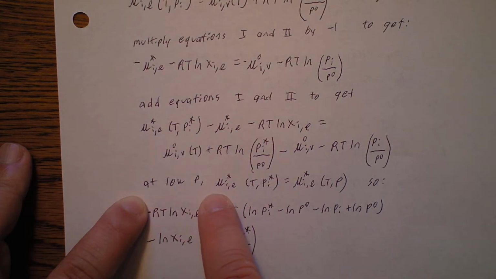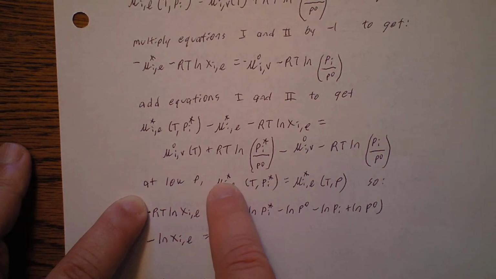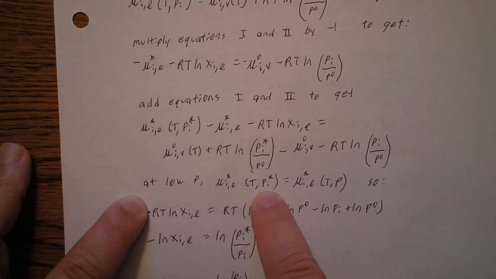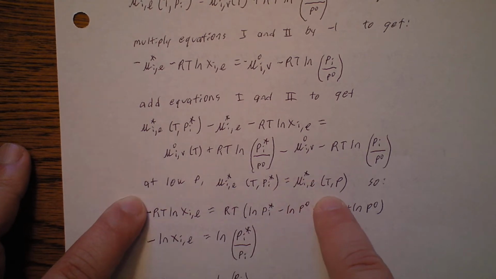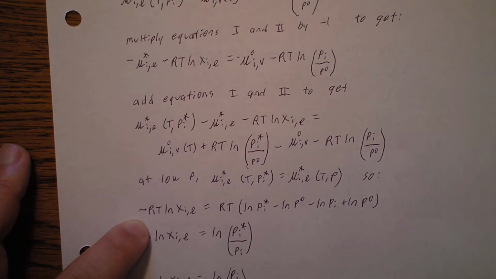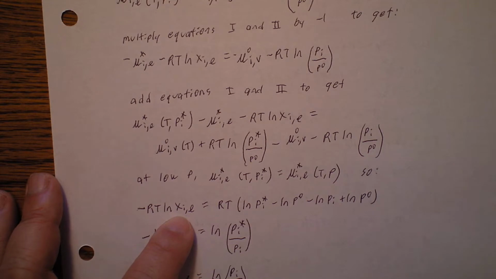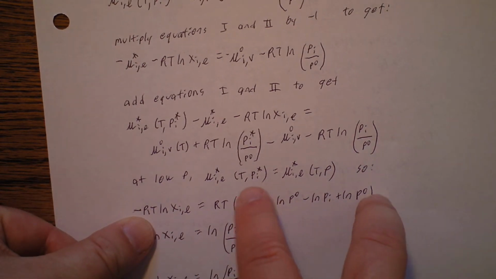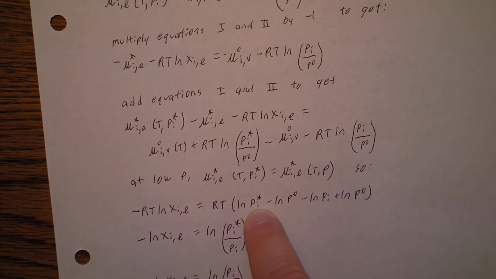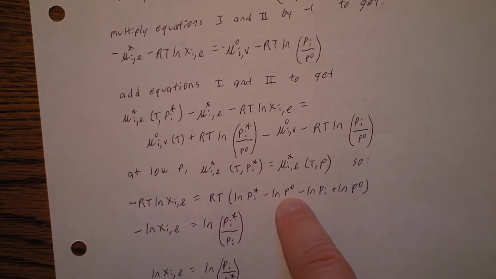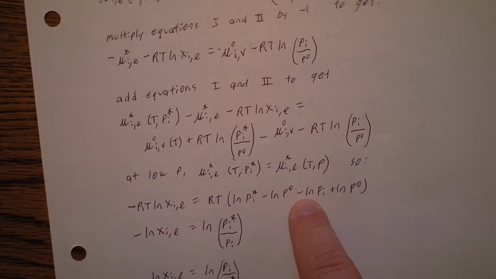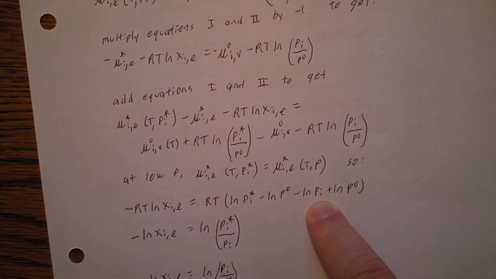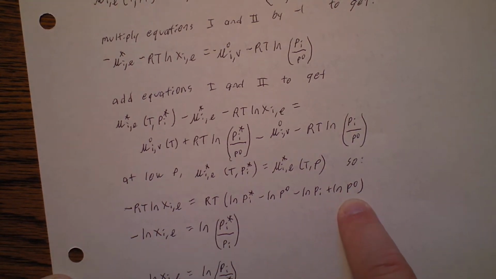Now, at really low pressure, the chemical potential of the substance I in the liquid form unmixed as a function of temperature and the partial pressure I in the pure state is just going to be equal to the chemical potential of the substance I in the liquid state unmixed as a function of temperature and pressure. So then we can just say that minus RT times the natural log of the mole fraction of the substance I in the liquid form is equal to RT times this whole quantity here, the natural log of the partial pressure of the substance I unmixed minus the natural log of the standard pressure minus the natural log of the partial pressure of the I in the solution plus the natural log of P naught.